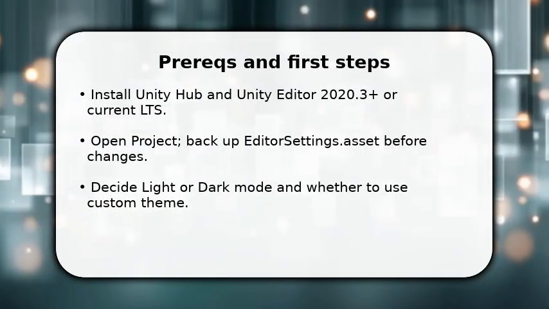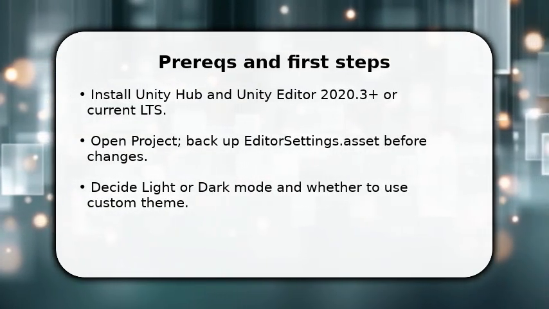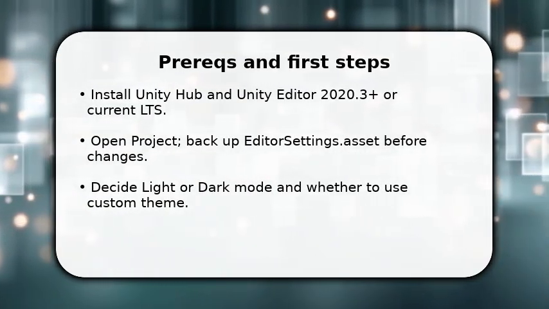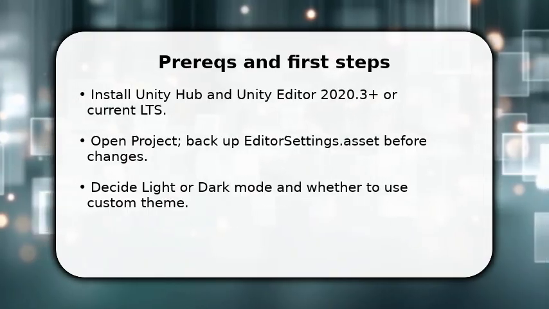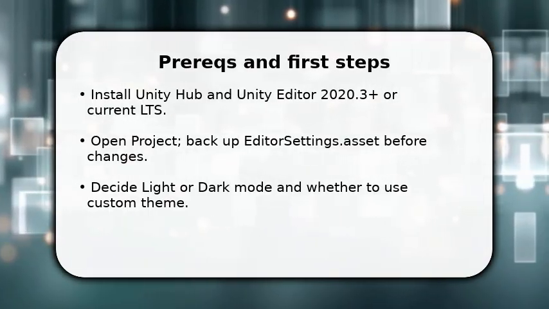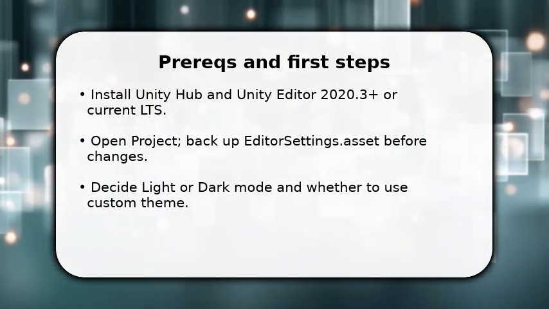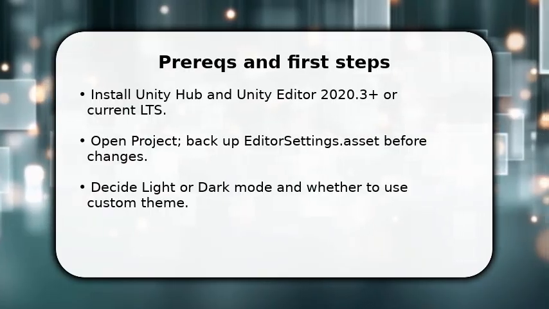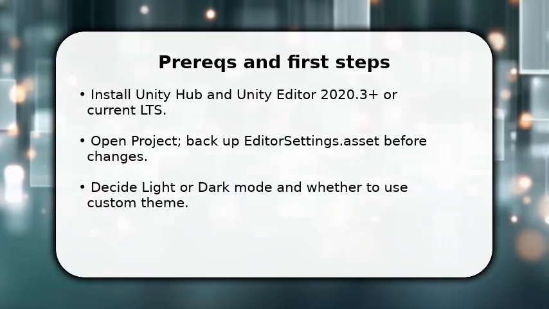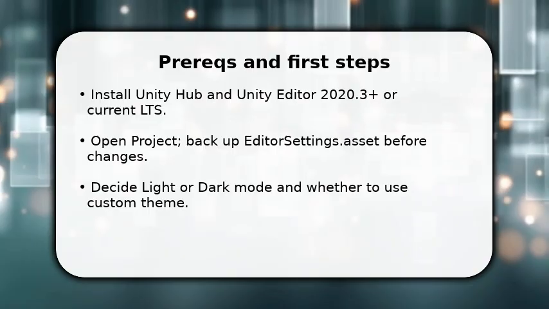You start by confirming prerequisites: Unity Hub, a compatible editor version, and a quick backup of editor settings assets so you can revert. Once done, open your project and go straight to Edit, Preferences on Windows, or Unity, Preferences on macOS. Here you'll see the general and UI theme controls. Make sure to pick light or dark now.